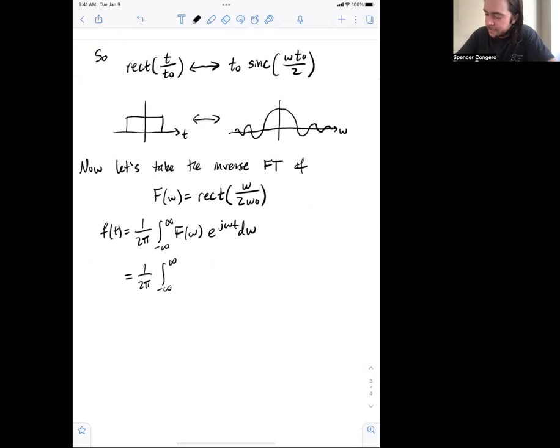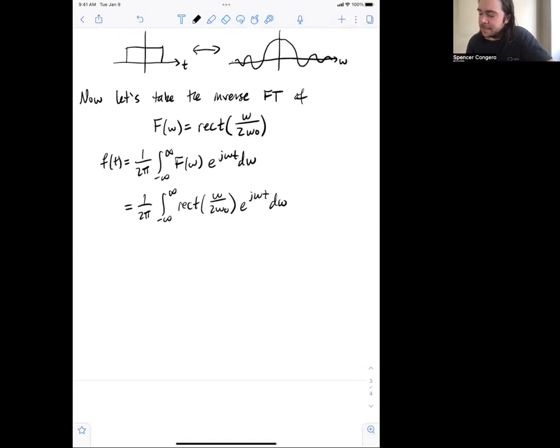Now we'll plug in rect of omega over 2 omega naught, e to the j omega t d omega. Okay. Now this rect function, when is it 1 and when is it 0? Well, it's 1 whenever this argument is between plus or minus a half. So what do I plug in for omega to make this argument plus or minus a half? Well, clearly plus or minus omega naught. Right? When I plug in minus omega naught, it cancels. I get minus a half. When I plug in omega naught, I get positive a half.